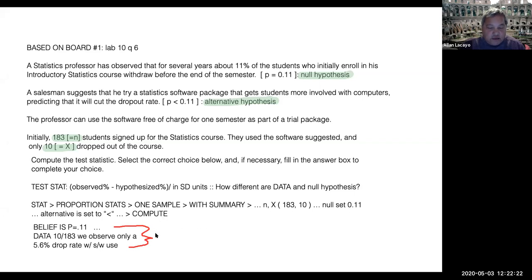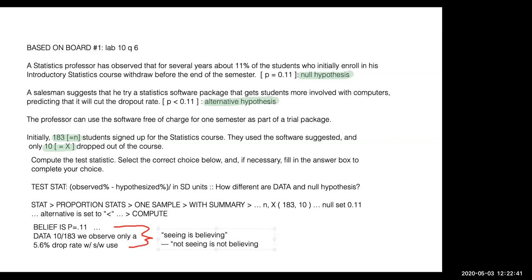There's an old saying, seeing is believing. By logic, this also means that not seeing is not believing. One would say it's not seeing isn't believing. It's actually the other way around. Believing is seeing.